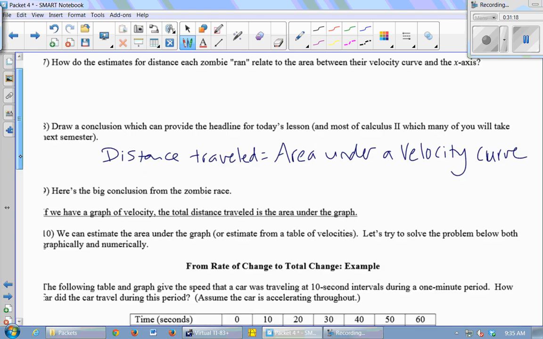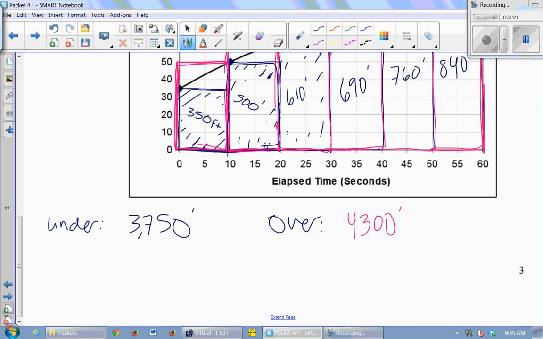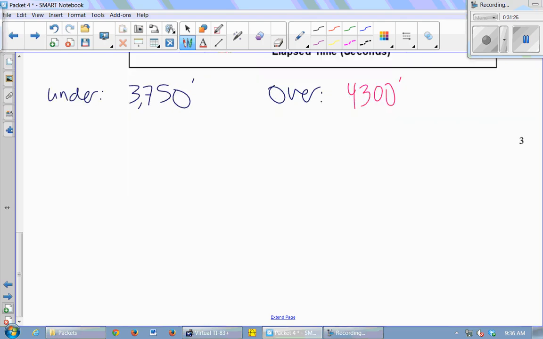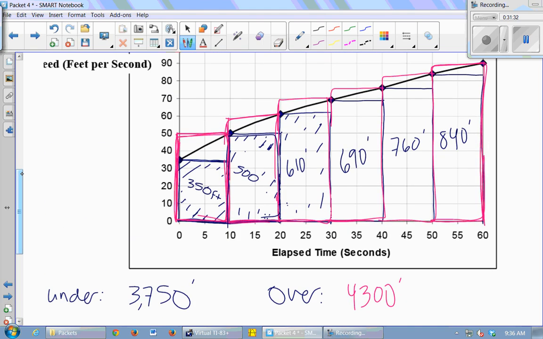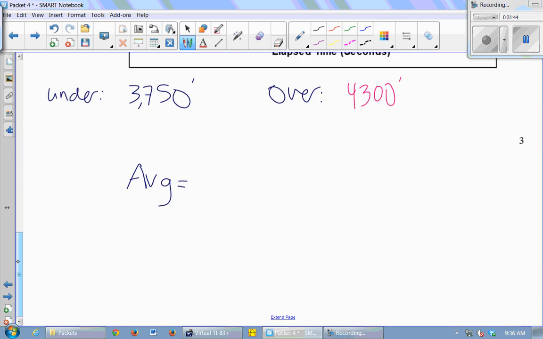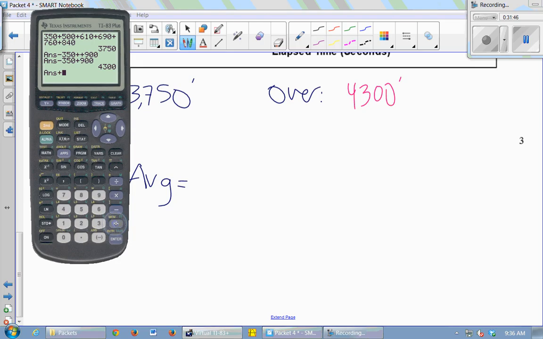Okay, and then I saw a couple people went a step further and said, well, I have an underestimate and an overestimate. I could average them and get an even better estimate. Sometimes that's a good idea, right? In this case, because using purple rectangles was always an underestimate and using pink rectangles was always an overestimate, if I average them, I'll probably get somewhere closer to the actual area. 4,025.